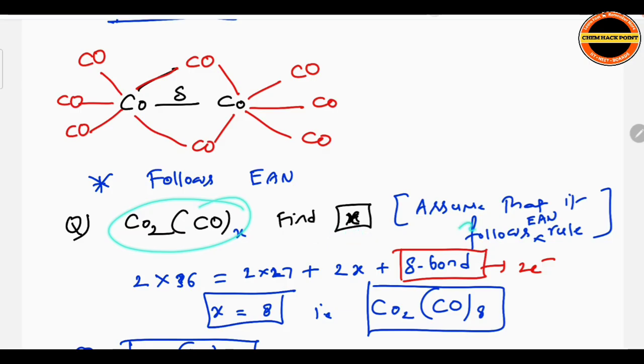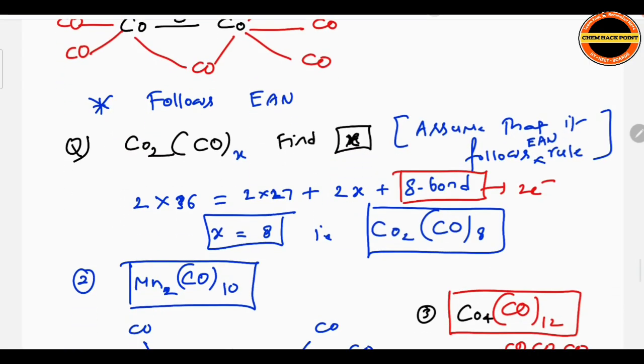Co2(CO)x, find x, assuming it follows the EAN rule. For cobalt, the next noble gas number is 36. How many cobalt atoms? Two, so 2 into 36. Plus the atomic number of cobalt is 27, with two such atoms. Plus CO is a monodentate ligand, it can form one bond, meaning it donates 2 electrons, and there are x such groups, so 2x. Plus a delta bond is also available, which means 2 electrons contribution. After calculation, you will get x equal to 8, which is Co2(CO)8.